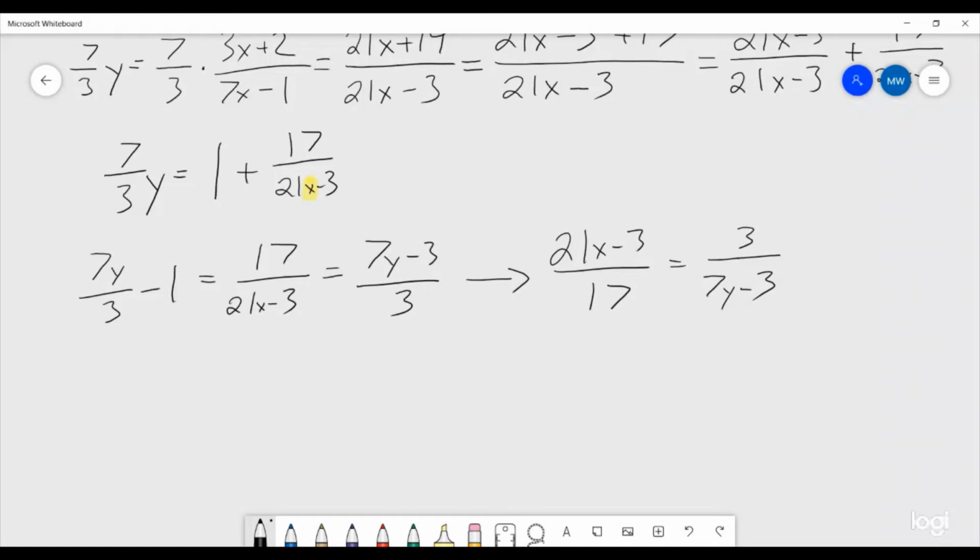Multiplying both sides by 17, that's going to give us 21x minus 3 equals, let's see, 3 times 17, that's 30 plus 21, so that's 51 over 7y minus 3. Adding 3 to both sides, that gives us 21x equals, whoops, not 50, 51 over 7y minus 3 plus 3.